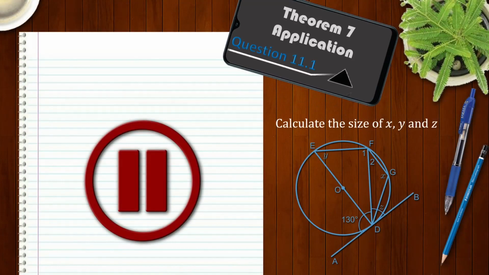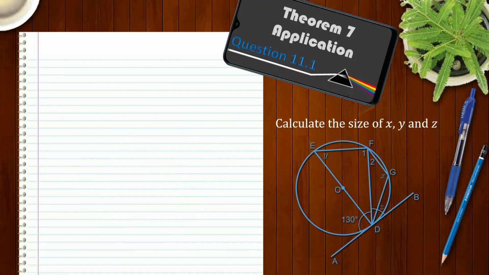Okay, so for question 11.1, calculate the size of x, y, and z. So x over here, that actually is subtended by this chord FD, all right? And the angle between FD and AB is 130, so we can actually apply the tan chord theorem and say that x is equal to 130, just simply because of the tan chord theorem.